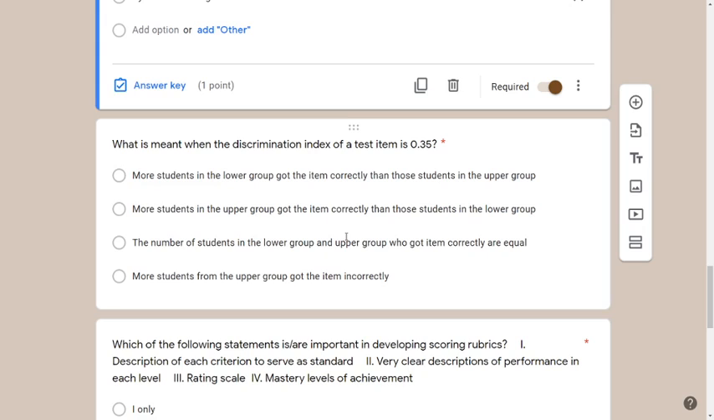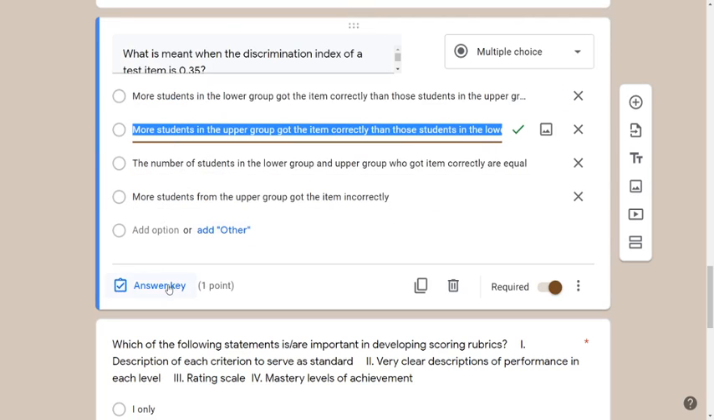Okay, if the upper group has a lower difficulty index compared to the lower group, let's just say 0.1 minus 0.8, it's going to be a negative result. Okay, so from there you would have an idea that the correct answer here is that more students from the upper group got the item correctly than those students in the lower group. So I will choose this option, and that is correct.